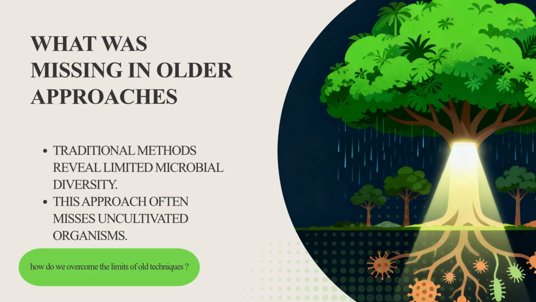Now that we know what the tree of life represents and why it matters, the next question is what were the older methods missing? The older methods missed uncultivated organisms because most microbes can't be grown in the lab, and because gene-based surveys often fail to detect deeply divergent or unusual lineages due to primer bias and data filtering. So, to overcome these limitations, researchers shifted to genome-based approaches, that is, working directly from the DNA, which can detect organisms even if they can't be cultured.